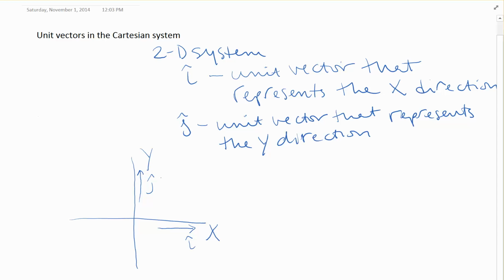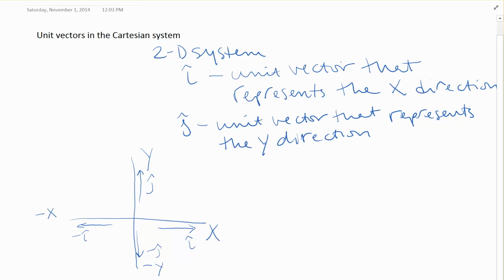We could also do the same for the negative directions. So going to the left would be the negative X direction. So in using the unit vector, we would write negative I. And then for the negative Y direction, we would be going downward. So here we would just say negative J.